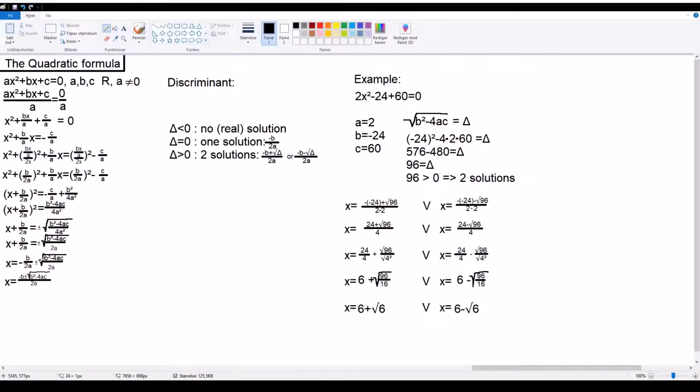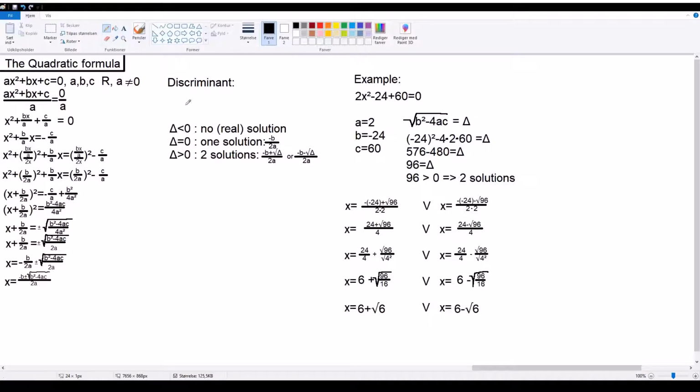And then you can finally isolate x, so you get x equals negative b divided by 2a plus minus the square root of b squared minus 4ac, divided by 2a. And then you can finally end up with the quadratic formula by simplifying it into x equals negative b plus minus the square root of b squared plus 4ac divided by 2a.